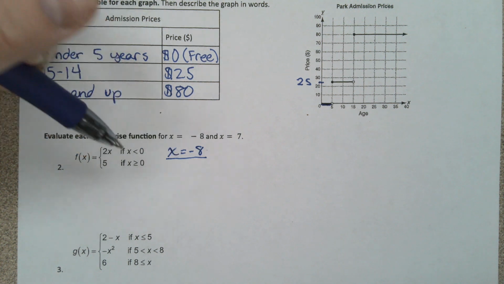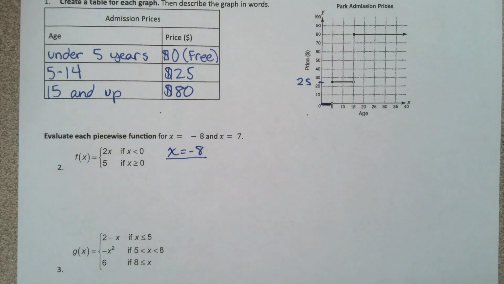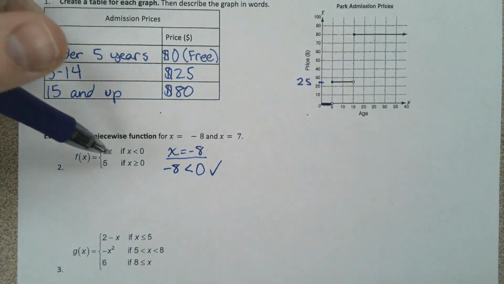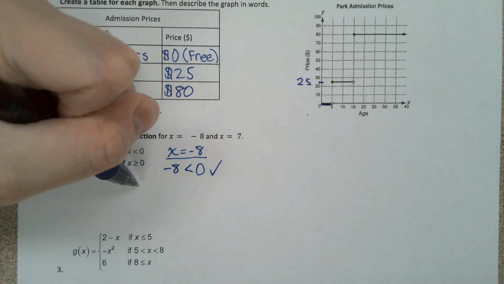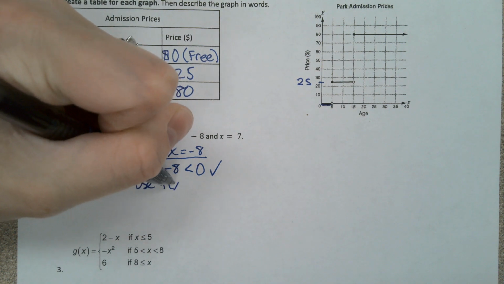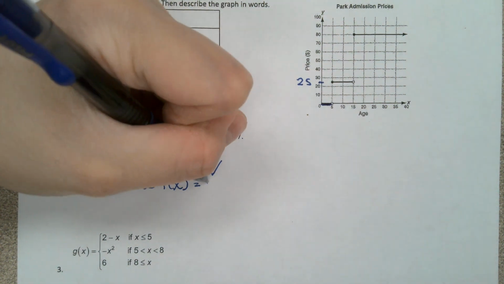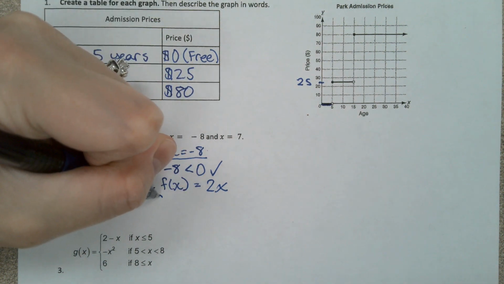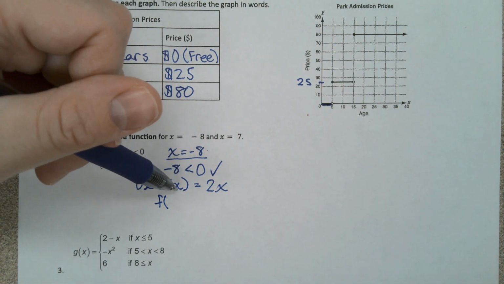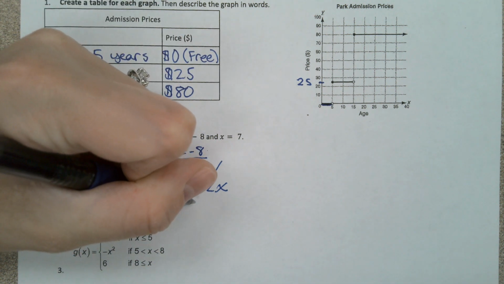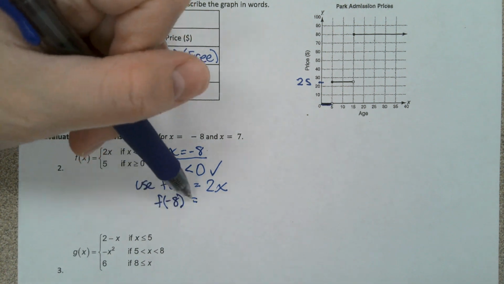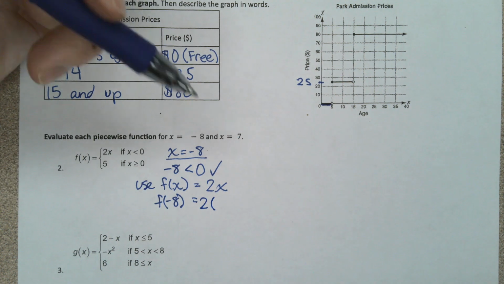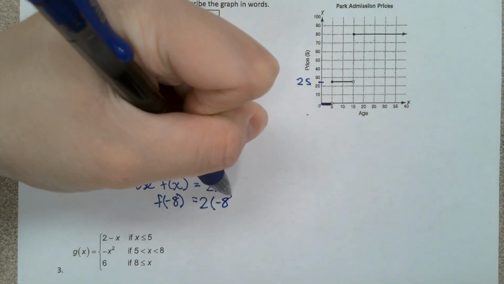So you ask yourself, is -8 less than 0? I hope you're saying yes. -8 is less than 0. So we're going to use the function that goes with it. Use f of x equals 2x. When I plug this in, I'm going to put the -8 in for this x. That's just notation for x equals -8. I'm putting it in its spot. And then on the right side, I am going to put that -8 in for x as well.